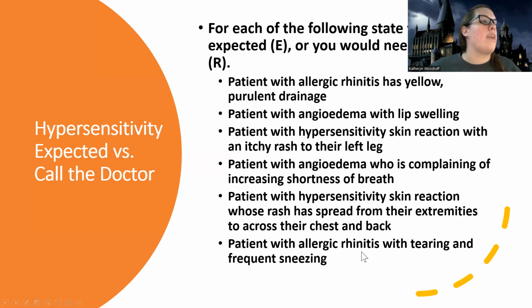Patient with allergic rhinitis with tearing and frequent sneezing. So, sometimes you see that word frequent and you're like, ooh, that doesn't sound good. Now, sometimes frequent is a bad word. When we talk about cardiac and we get into premature ventricular contractions or PVCs, I don't like frequent PVCs. Occasional are okay. But when it comes to sneezing, are we thinking someone who's having allergies is going to have watery eyes, tearing, and frequent sneezing? Probably.